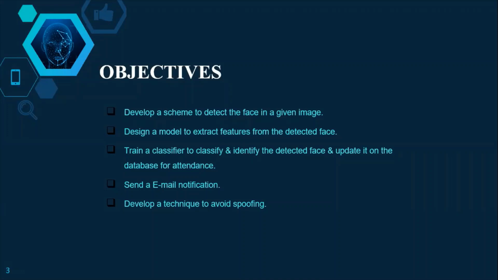This trained classifier is now used to classify and identify the detected face and update the status on the database for attendance. Our next objective is to create awareness by sending an email notification to a warden or parents of an absentee student, letting them know the status of the student. Our last objective is to develop a technique to avoid spoofing. Basically, our aim is to embed a technology which can identify the difference between an actual person and the image of a person.